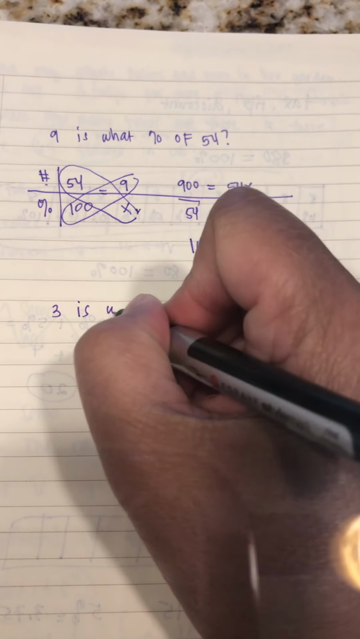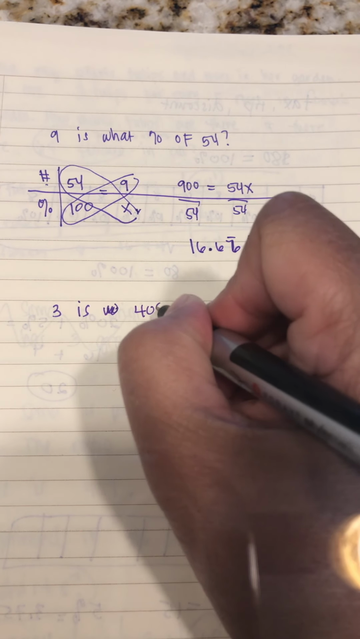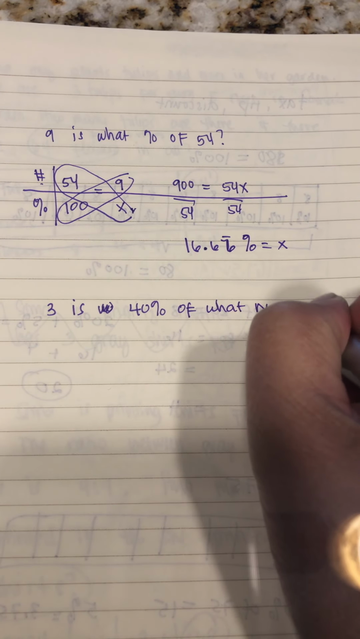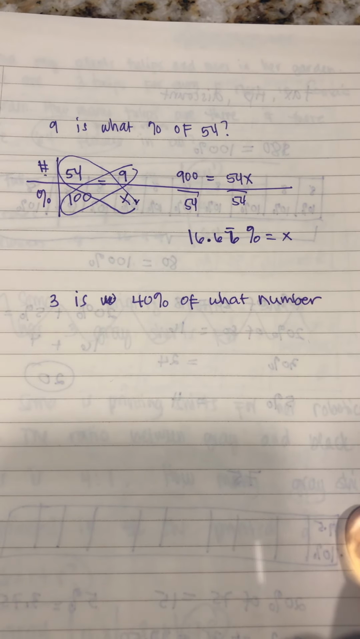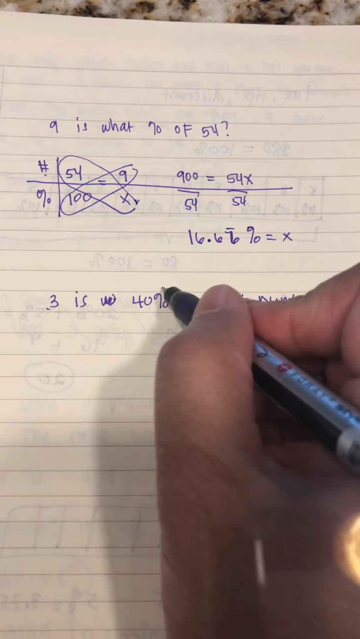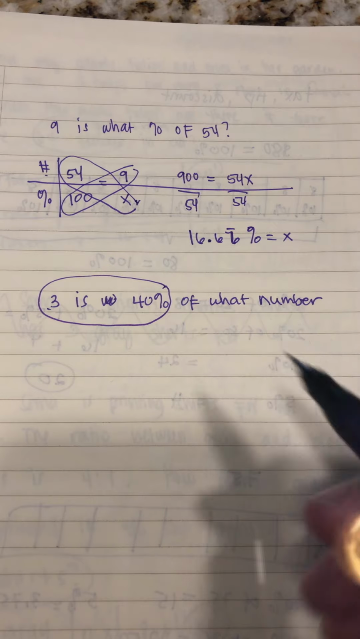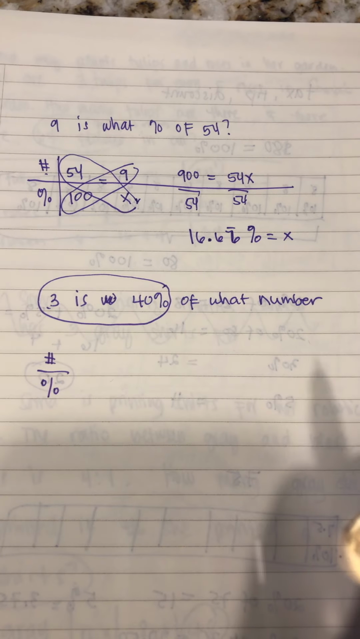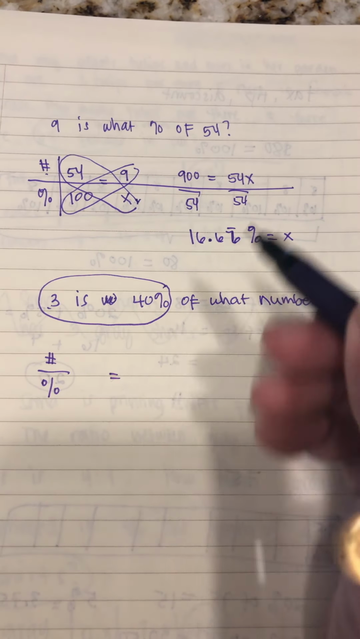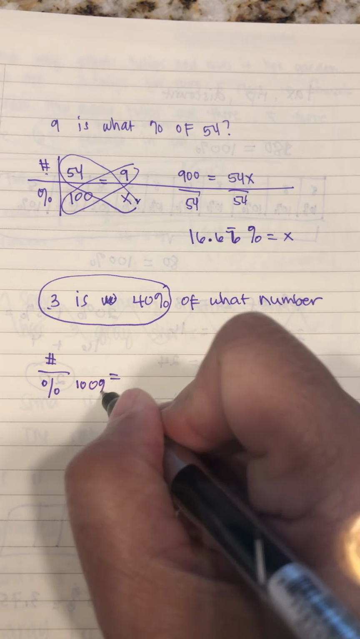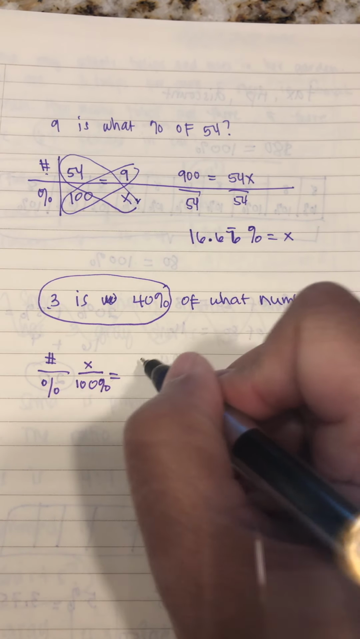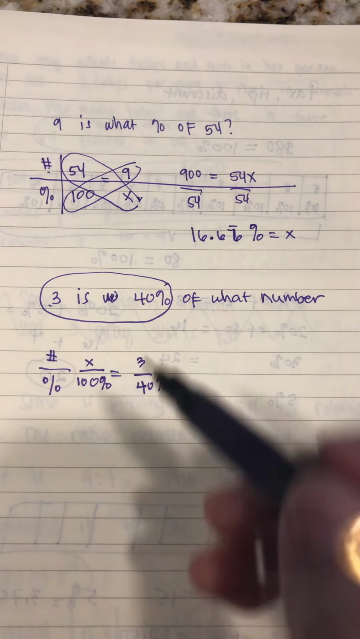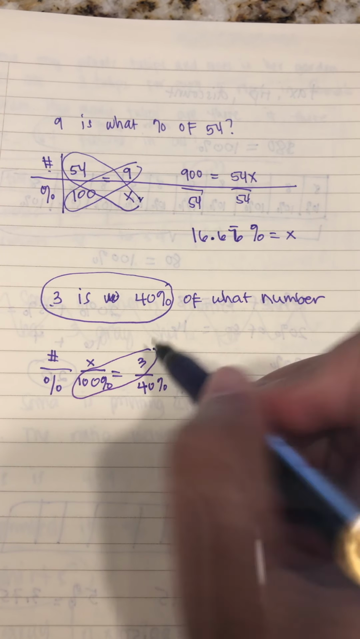3 is, let's say, 3 is 40% of what number? All right. Okay. 3 is the 40%. So we're saying 3 is the 40% of what number? So we'll put our guide, number over percent. So 3 is the 40%. So in other words, we don't know how much is our 100% because 3 is the 40%. Okay? So now we do 3 times 100.